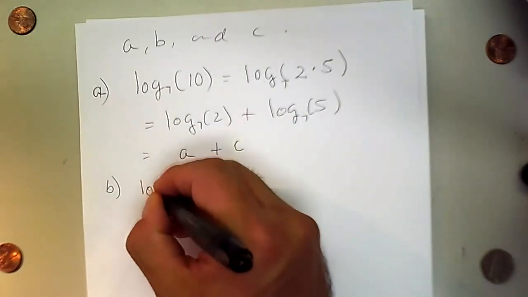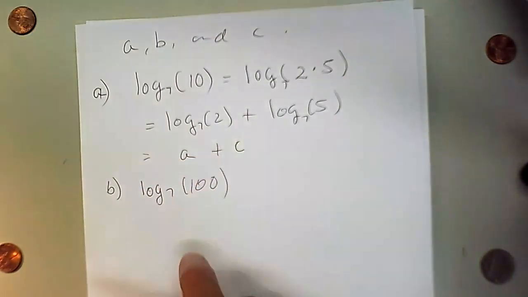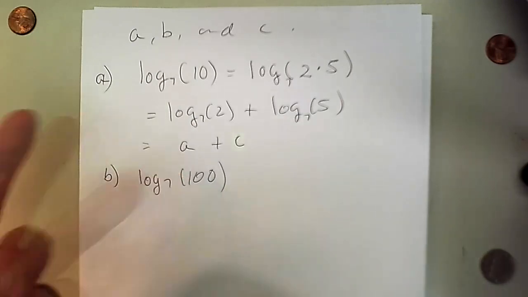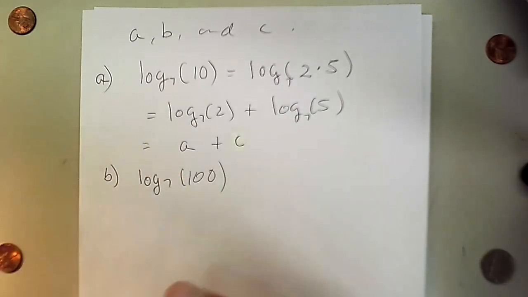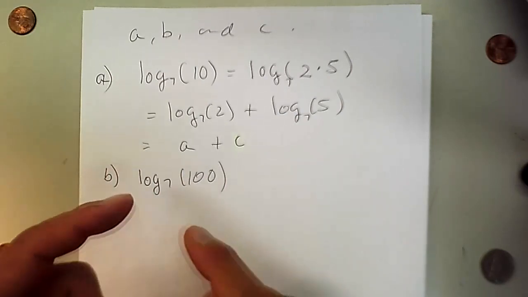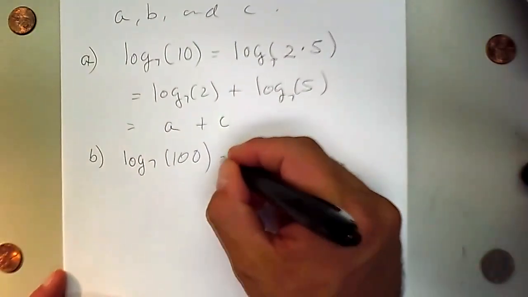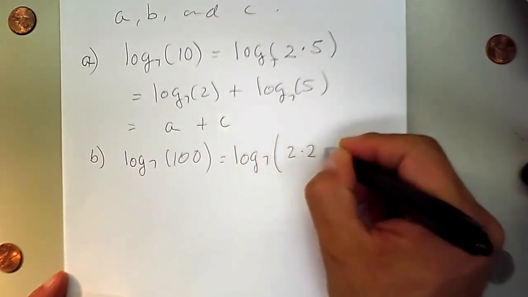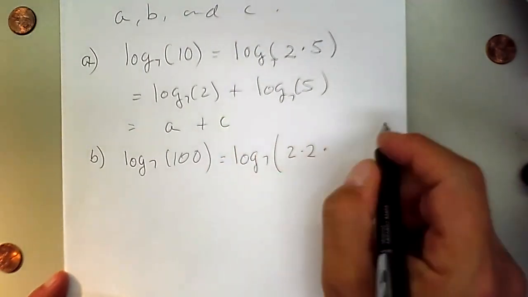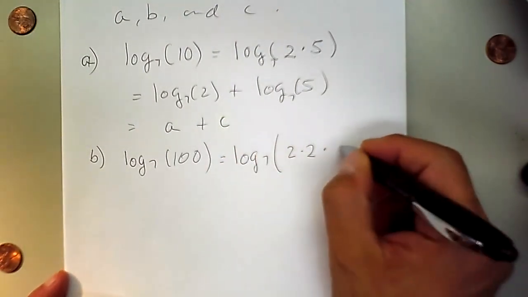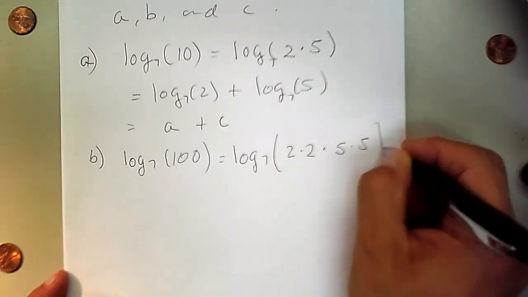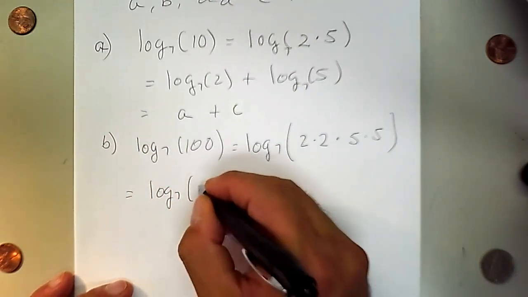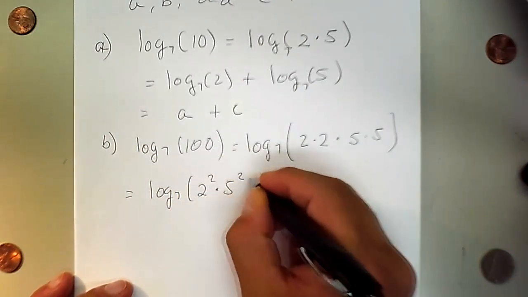Okay, so logarithm base 7 of 100. And that's what made me think about it, because if we had the logarithm base 10 of 100, the answer is 2. But that's not the point of this. The point of this particular problem is to practice the properties. Okay, so 100 can be written as 2 times 2, so that's 4. Another 2 doesn't go into it. Oh, 5 times 5. Let's write it as logarithm in base 7 of 2 squared times 5 squared.